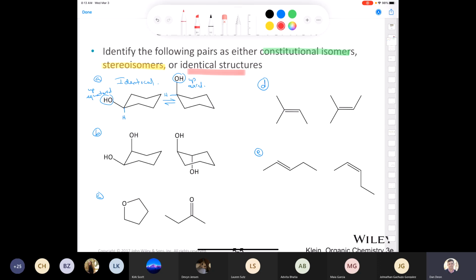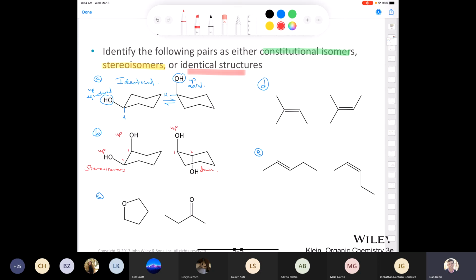So I'll write it here. These are stereoisomers. Why? Because in the first molecule, this hydroxyl is pointing up and this hydroxyl is pointing up, right? Both of these hydroxyls are on the same side of the ring. Whereas in the second molecule, this one is pointing up and this one is pointing down. Now, the reason that nobody chose constitutional isomers is because these two molecules have the exact same connectivity, but they have a different arrangement of atoms in space, right? Remember, these two hydroxyls are on carbons that are next to each other.